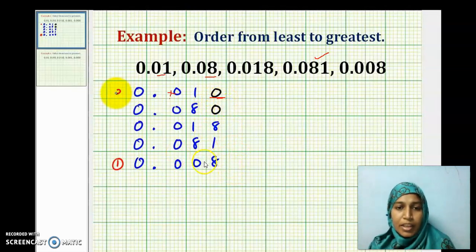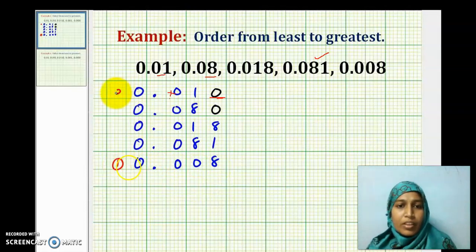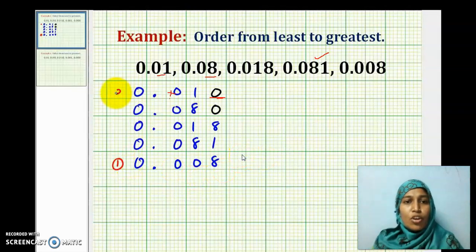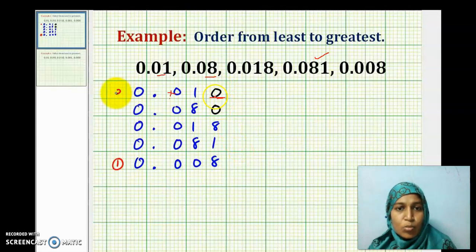Now start comparing. 0.008, we have only 8 here, so it is the smallest number, the first smallest number. Then we have the next number, 0.10. So this is the next smallest number. Which will be the third smallest number? 8, 10, then we have 18. This is the third smallest number. And this is the fourth smallest number, 80. Then 81 is the fifth smallest number.